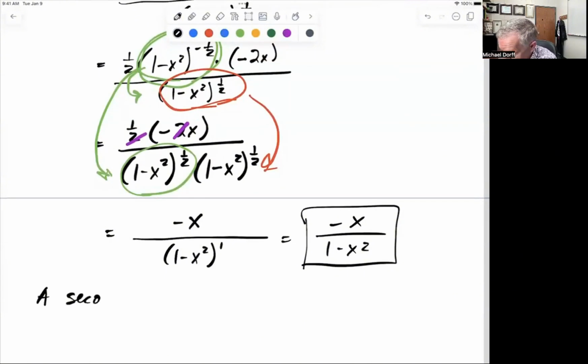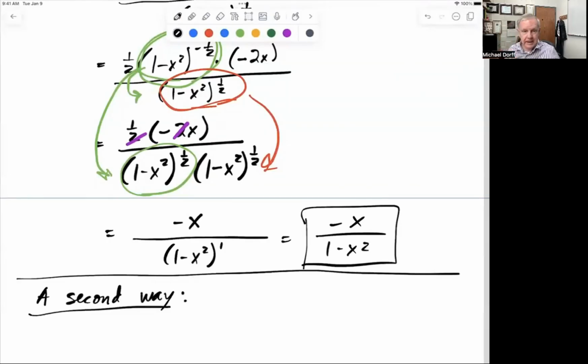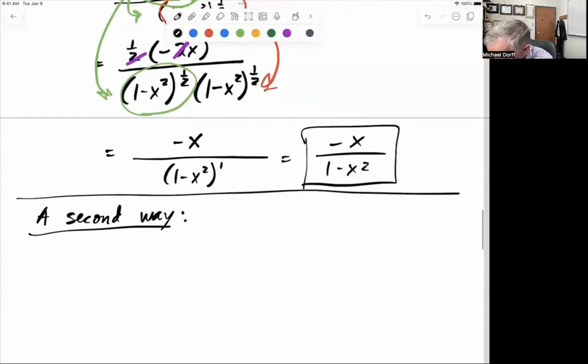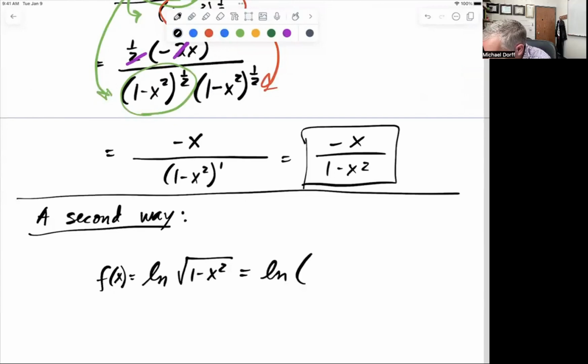And let me just show you this. And this happens often in math. There's more than one way to get the correct answer. One thing that's nice about math is when you do problems like this, there is a correct answer, but there's more than one way to do it. So let me talk about another way to do this. Remember, what we're trying to do is we have this function f of x equals the natural log of the square root of 1 minus x squared, which we wrote as the natural log of parentheses 1 minus x squared to the 1/2 power.